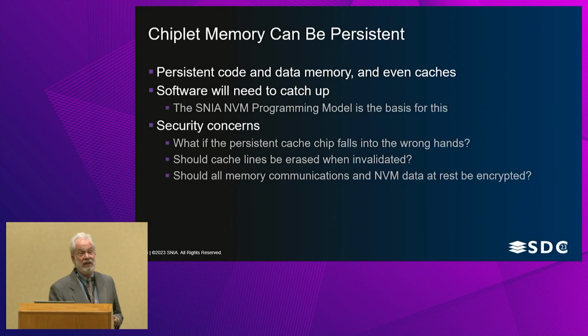So chiplet memory can be persistent. I've already said that a number of times. And what that means is that you can have persistent code cache, persistent data cache, which is a new thing. And then software will need to be written that really takes advantage of that. So that's going to require some re-architecture. The NVM programming model, I think, is a good basis for this.